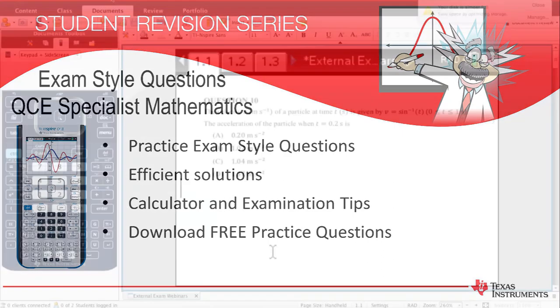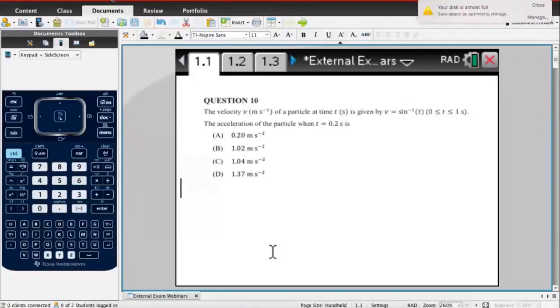Welcome to the tutorial for Specialist Maths. I was going to look at a few little tips that could be useful using multi-choice questions and saving time during the exam. These questions are from the QCAA Specialist 2020 mock exam for public use. The first question is a velocity question and we have to find the acceleration. Now, I'll show you two different ways.